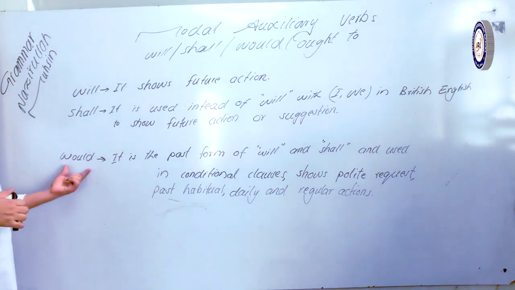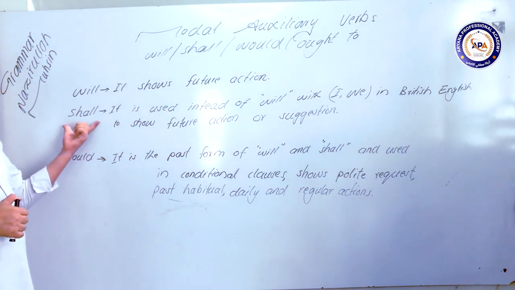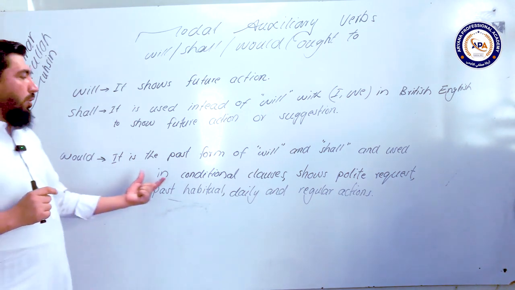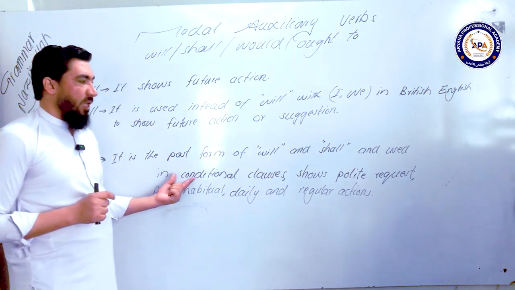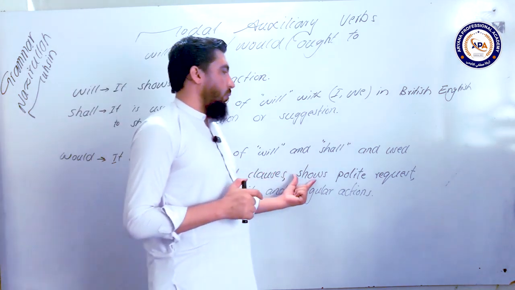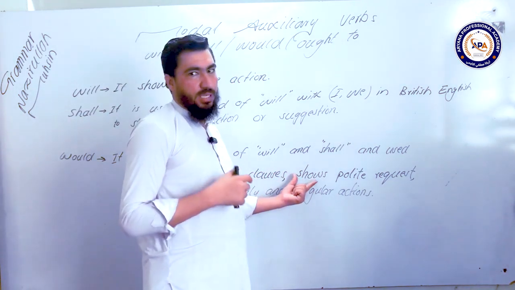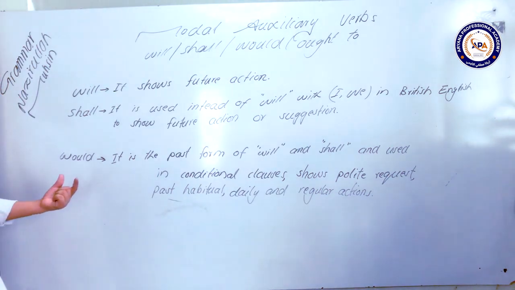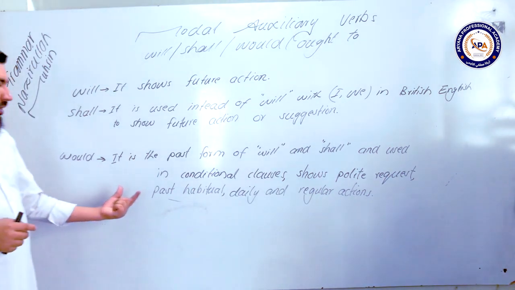Then would is the past form of will and shall. And we use would for different purposes. Number one, we use it in conditional clauses. Number two, we use would to show polite request. Right? For example, would you help me? Would you bring me a glass of water? Would you talk to me later on?